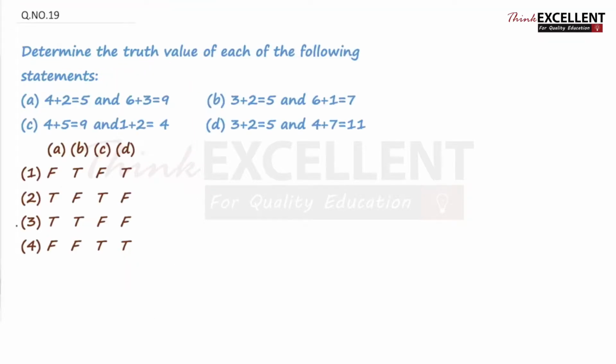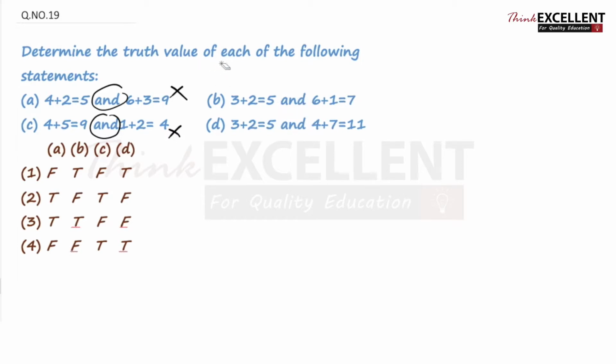Now question number 19. Determine the truth value of each of the following. Here in between you can see 'and'. And means both must be true. So 5 plus 2 is 5, totally wrong. Second one, 3 plus 2 is 5, yes, it is true. 6 plus 1 is 7, right? So both statements are right in this case. Here 1 plus 2 is 4, wrong. So D also correct, right?